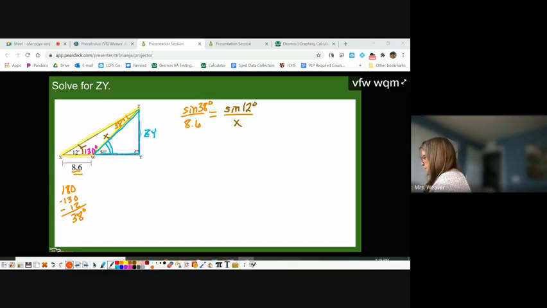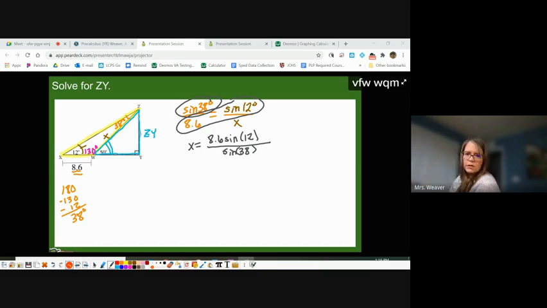Okay, so let's find it. Let's cross multiply and divide. We're going to cross multiply in the direction that does not have the variable and divide by the other number. That gives me x equals 8.6 sine 12. Remember, we're writing on paper what we're going to put in the calculator, divided by sine 38. Questions on that algebra, on solving that? Any questions that I can answer there?